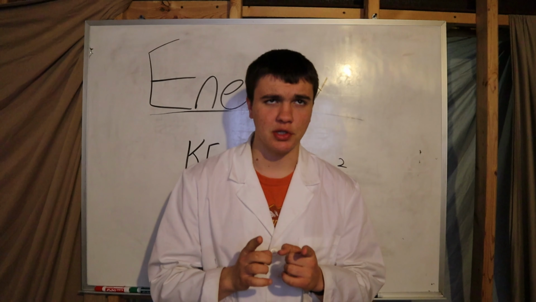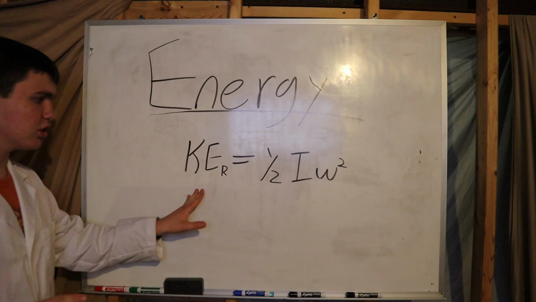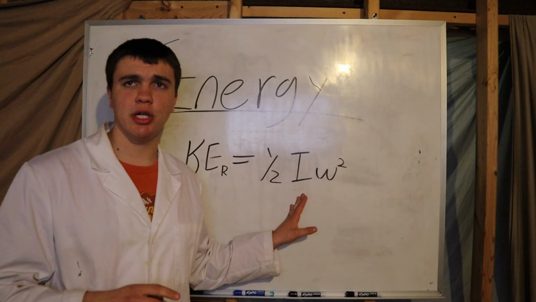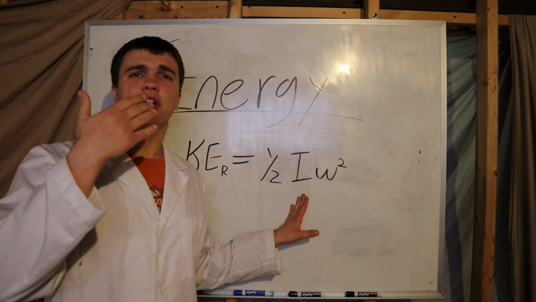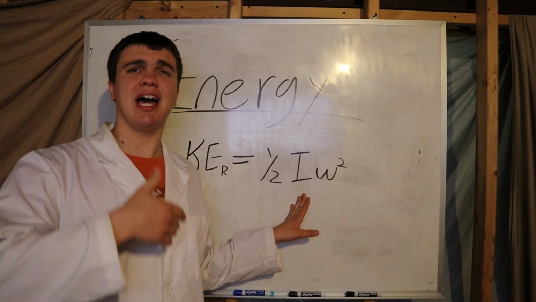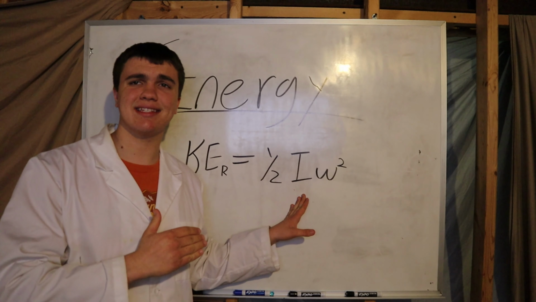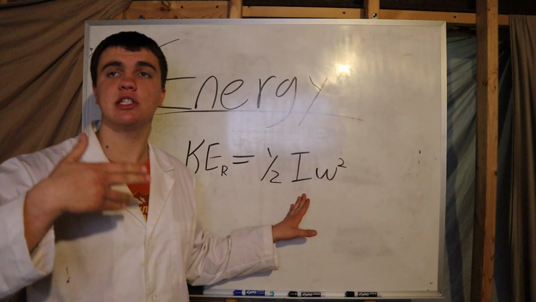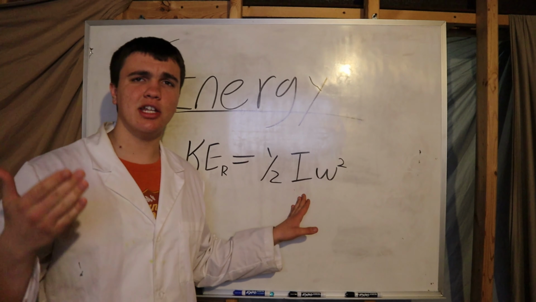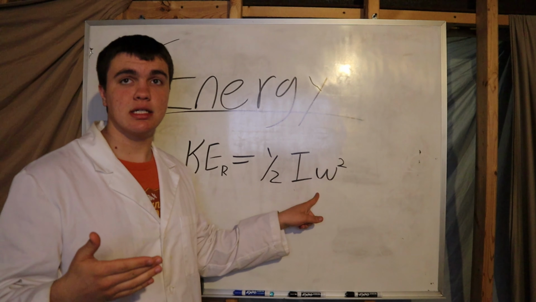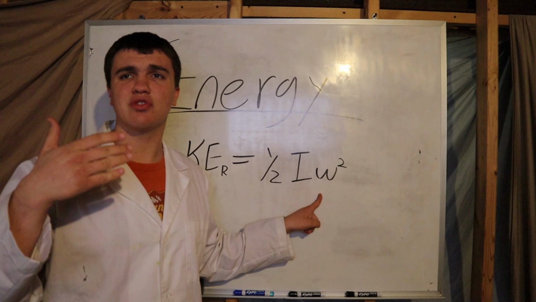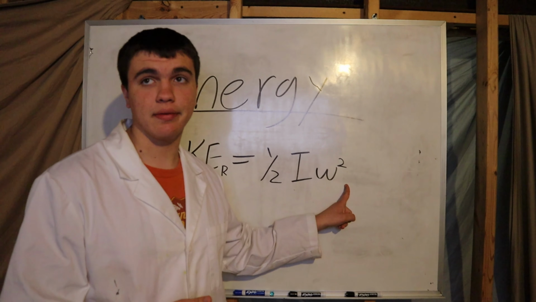Okay, so this is where things get weird. KE rotational is equal to 1/2 times the moment of inertia. This is the mass of the rotating object times the distance between the axis and the force causing the rotation, squared. Take your moment of inertia, I, times w. This is the angular velocity. This is revolutions per second, and square that.